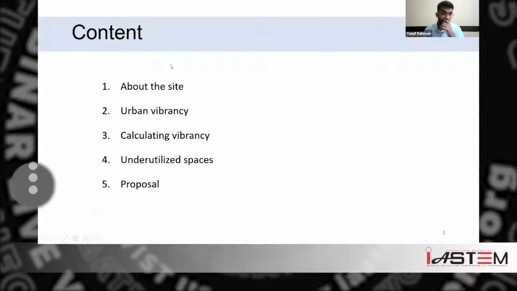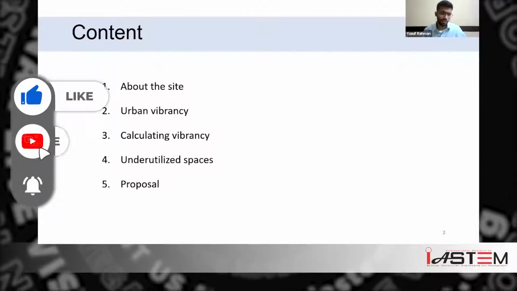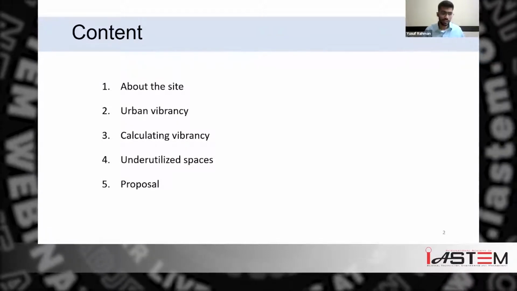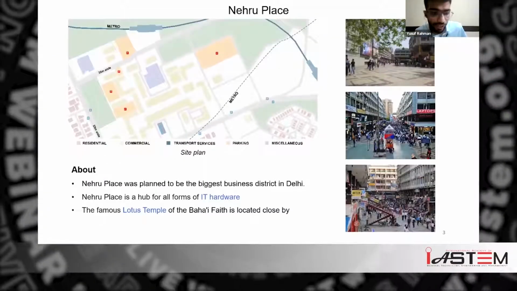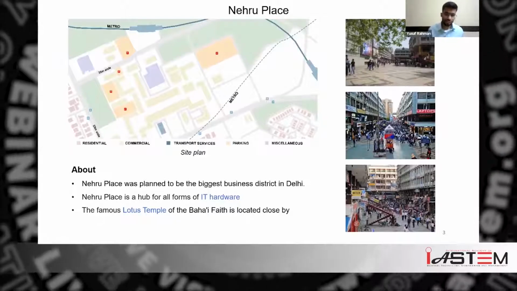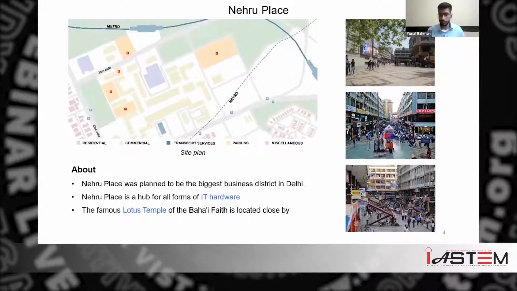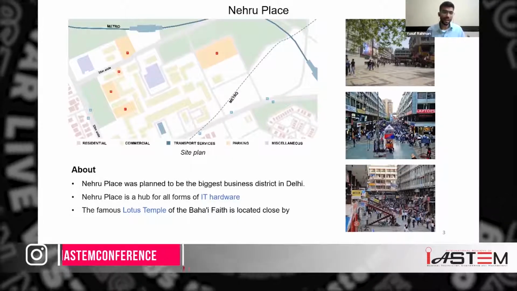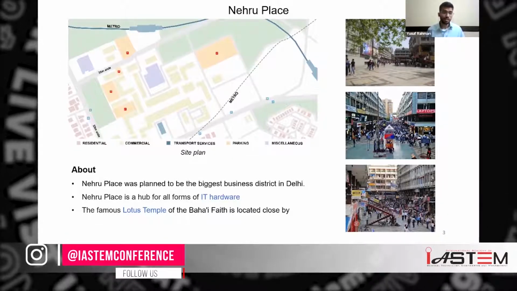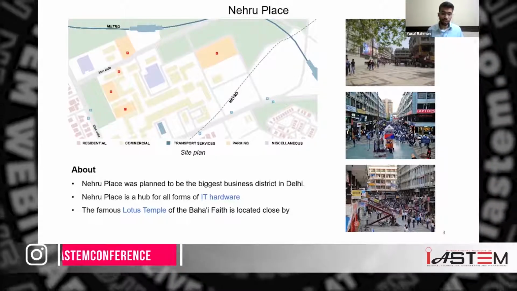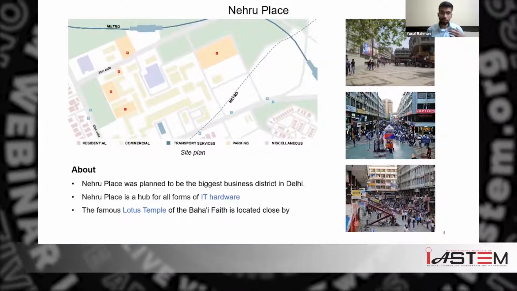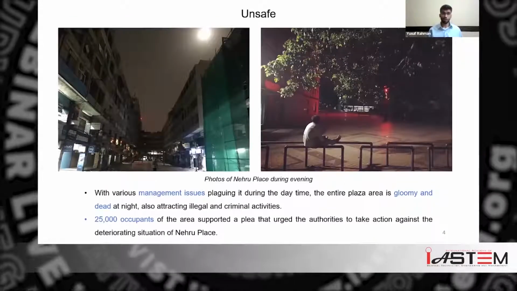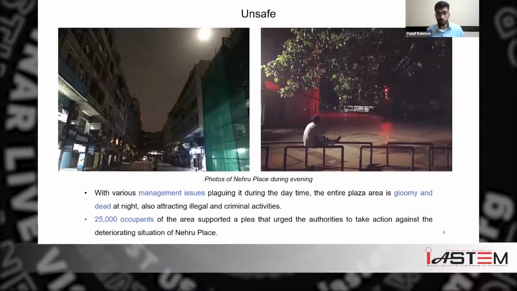Yeah, so I will start with a little introduction about my site, and then I will explain along the way. So Nehru Place is a business district, and it was planned to be the biggest business district in Delhi. It is located in the south of Delhi, which is a really posh area. But still, even though it is located by some really important landmarks, it has had its fair share of problems because during the daytime, it's a bustling commercial center.